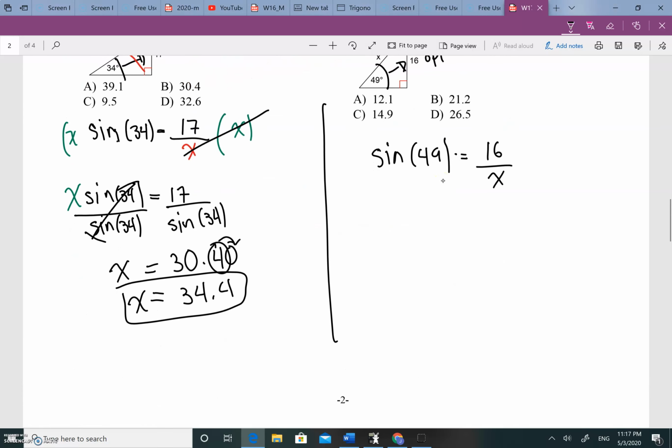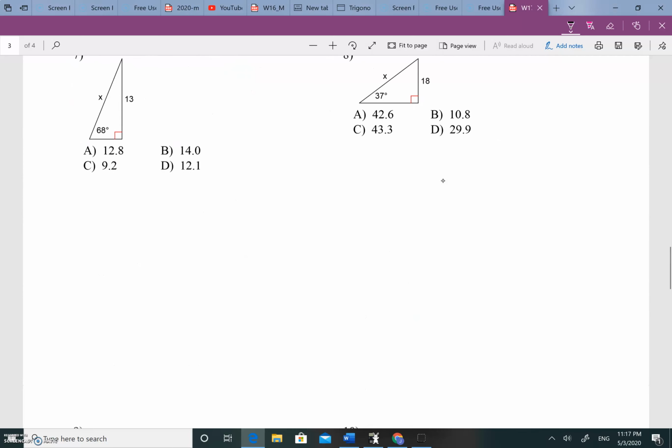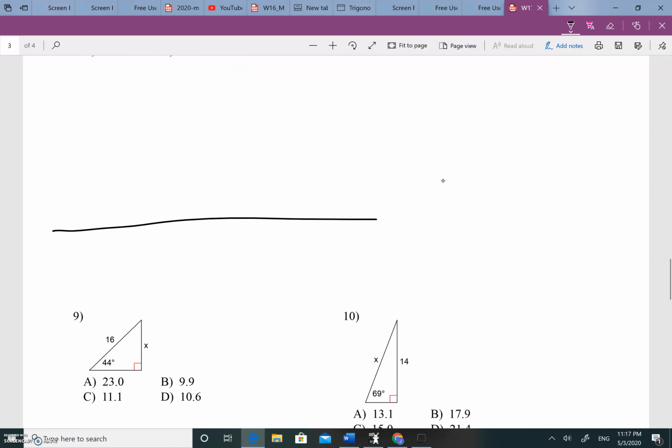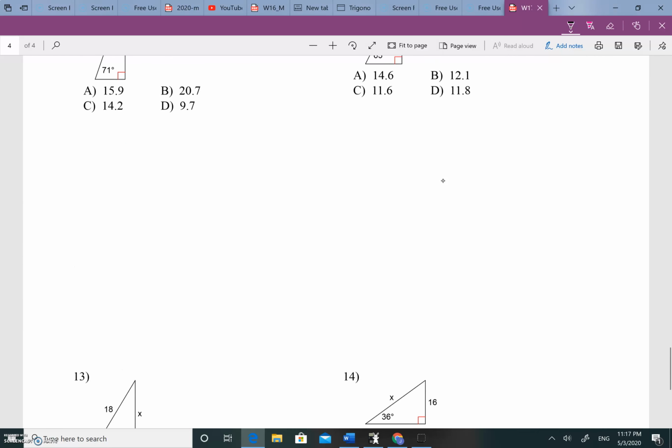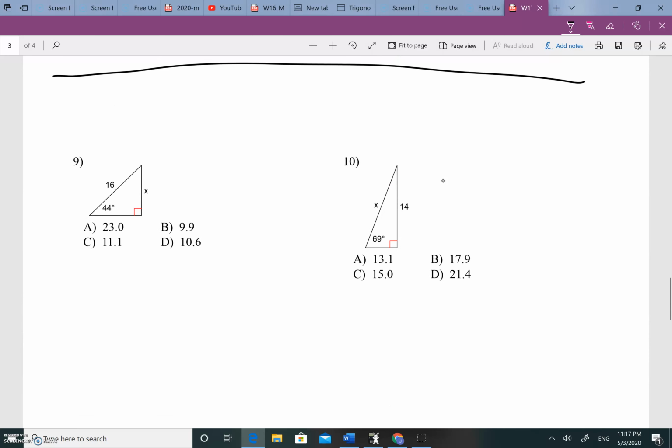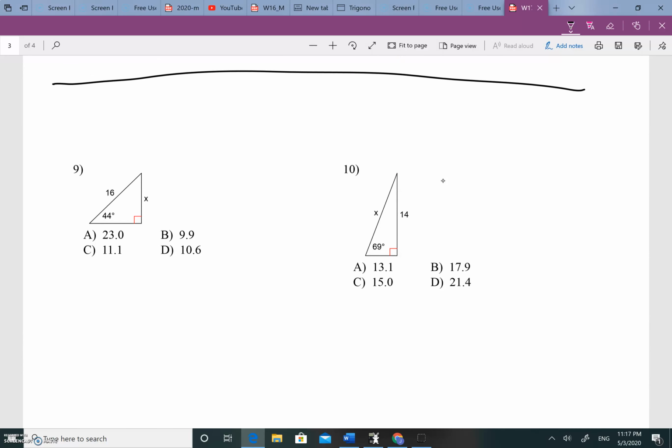You're going to be doing the same thing for 7 and 8, and then after 8, for 9, 10, 11, 12, 13, and 14, you're going to have to identify which case you are given. I went ahead and mixed them up. So for example, let's do number 10. Number 10 is going to be case 1 or case 2. Well, my opposite is what? 14, right? So that means this is going to be case 2, because I'm going to have sine 69 is equal to 14 divided by x.